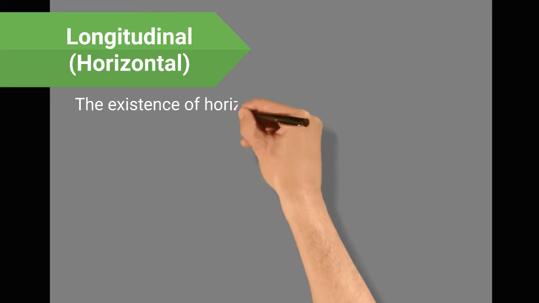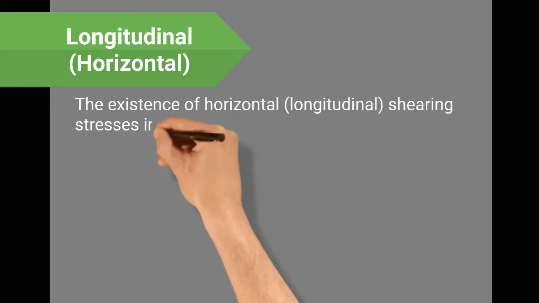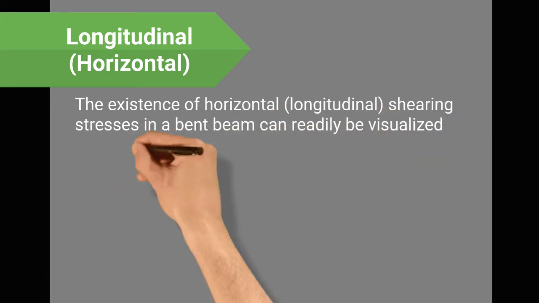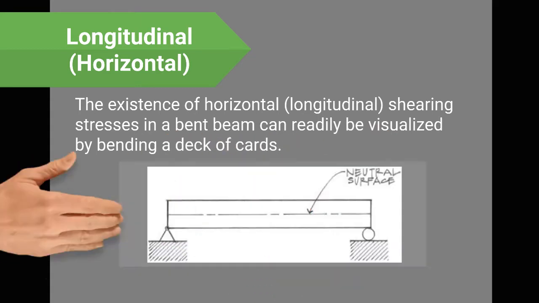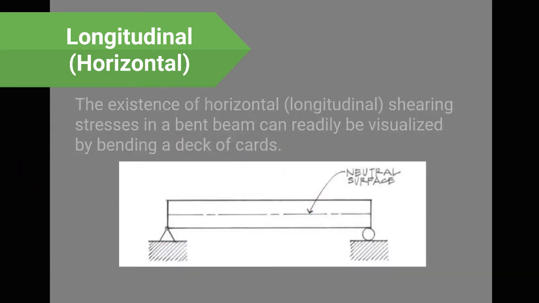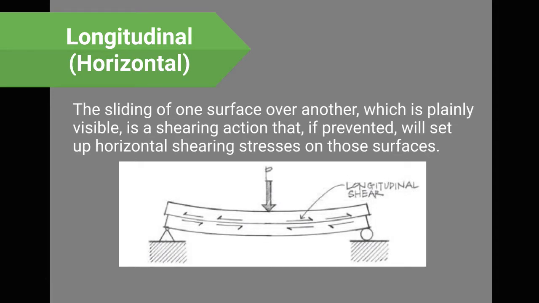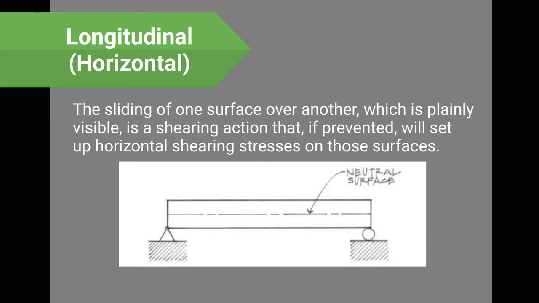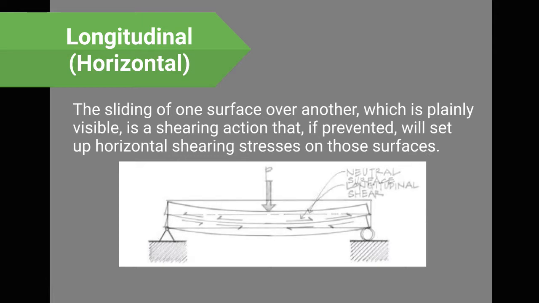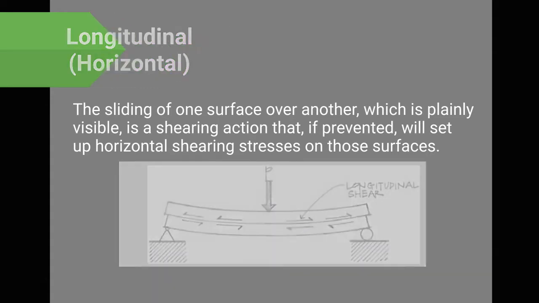Longitudinal or horizontal shear. The existence of horizontal or longitudinal shearing stresses in a bent beam can readily be visualized by bending a deck of cards. The sliding of one surface over another, which is plainly visible, is a shearing action that, if prevented, will set up horizontal shearing stresses on those surfaces.